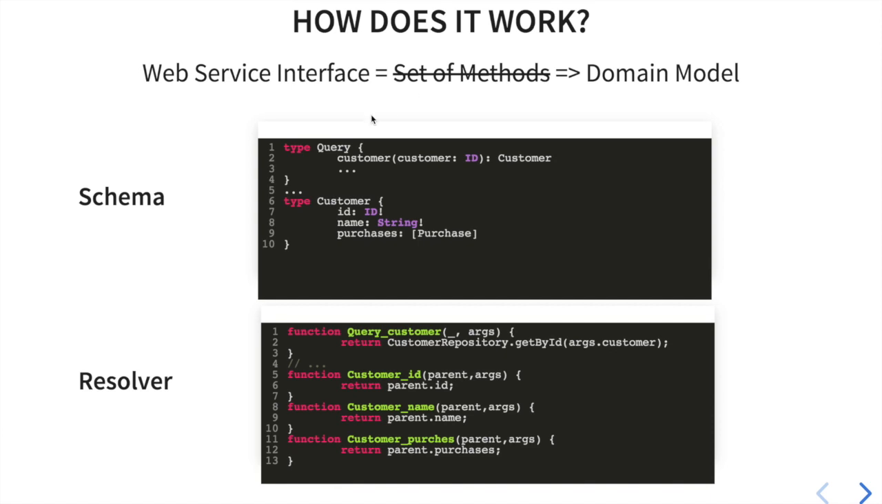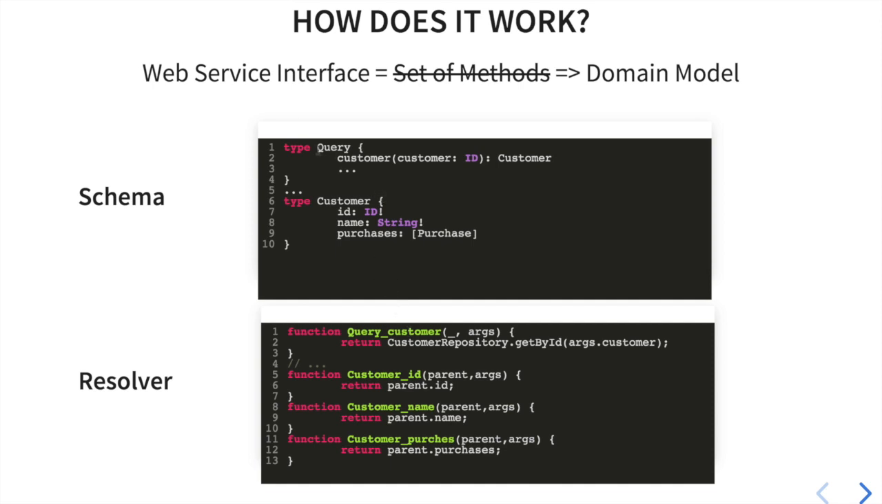The idea is that you define a schema, which is defined in this GraphQL schema definition language, which should intuitively look quite familiar if you've worked with entity frameworks before. You basically define types which have attributes, and together they form a graph because they have references between each other. And then for every field, like the field customer in the type query, or these three fields in the type customer, you write a resolver function.